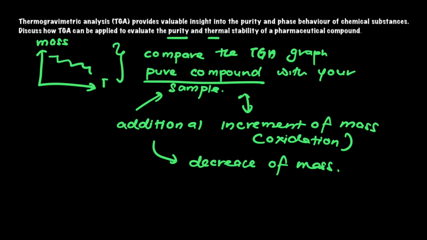Alright, so in terms of thermal stability, what TGA can do is it has the ability to determine the temperature at which the compound begins to decompose. So, for a pharmaceutical company, they need to know that temperature so that their pharmaceutical compound or pharmaceutical product should be stored at a temperature below the decomposition temperature. So that is how you use TGA to evaluate the purity and thermal stability for a pharmaceutical compound.